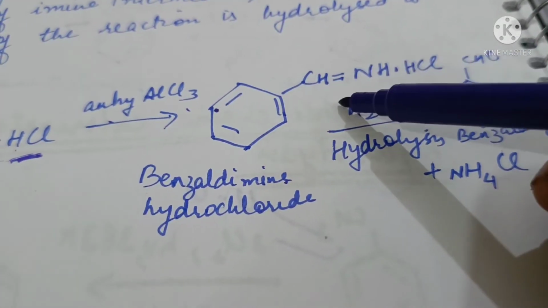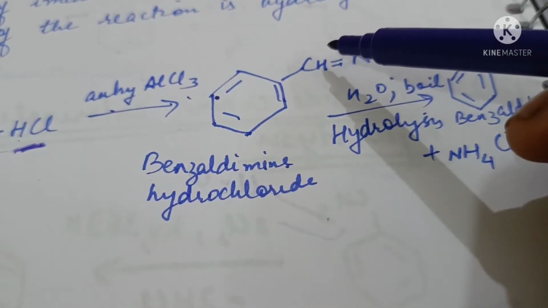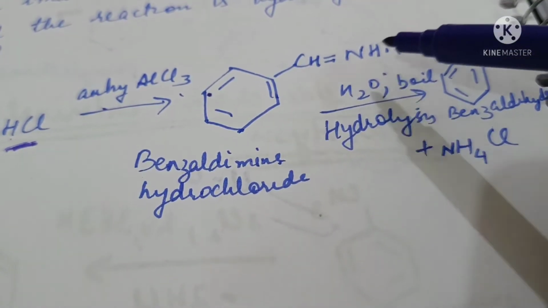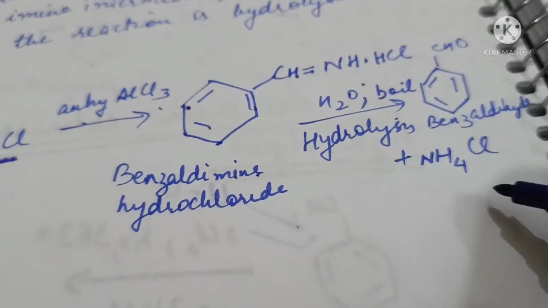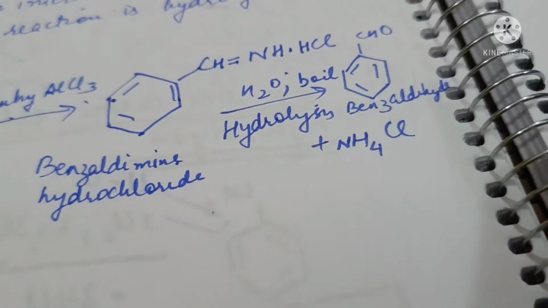On hydrolysis with water, on boiling with water, O is added here and 2H are added here to form NH3, which combines with HCl to form NH4Cl, and C6H5CHO is benzaldehyde.